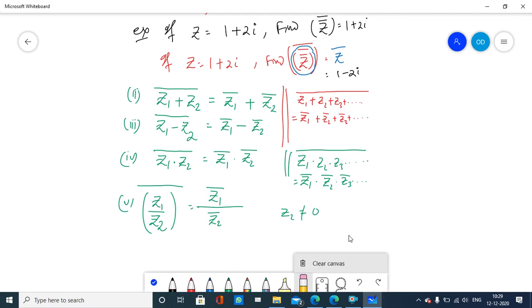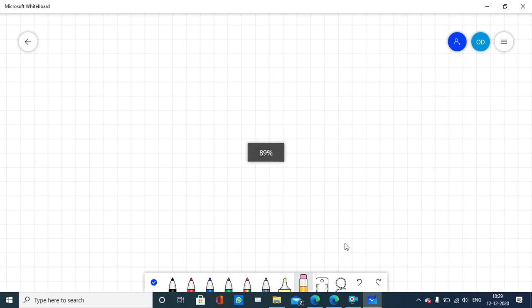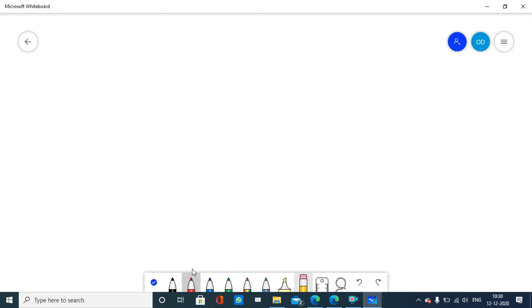And there is one last property that is not there in your book, but we are going to discuss it. It's a very easy property. Suppose z is a complex number, and you take its power n. Then z to the power n means you multiply the complex number n times, right? z into z into z into z. Just like 2 to the power 3 is 2 into 2 into 2, multiplying 2 three times. So z to the power n is z multiplied n times.